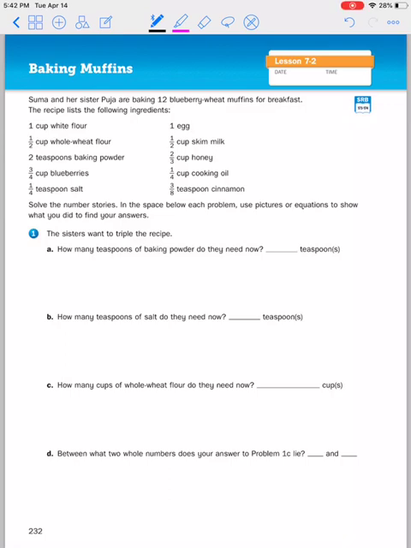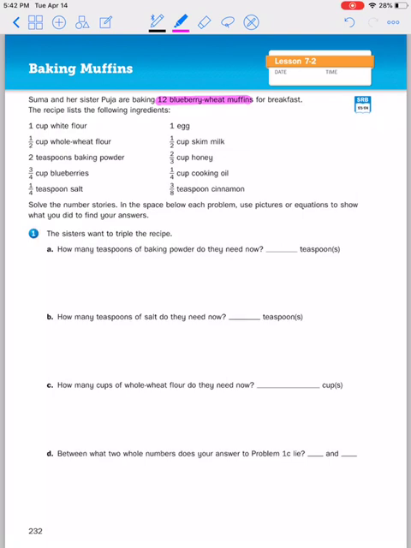Okay, so here are the math journal pages. I'm on page 232, and we are going to be talking about baking muffins. So we're going to be using our knowledge of adding and multiplying fractions and applying them to a recipe. It says Suma and her sister Pooja are baking 12 blueberry wheat muffins for breakfast.